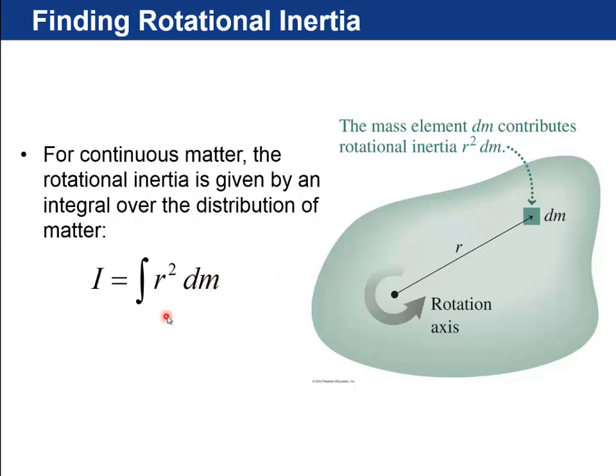If you have continuous matter as opposed to a bunch of point particles, the rotational inertia is given by an integral. It's the integral over the whole volume of r squared times dm, where r is the distance of the mass element dm from the rotation axis.